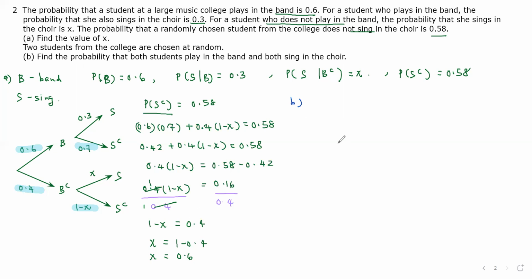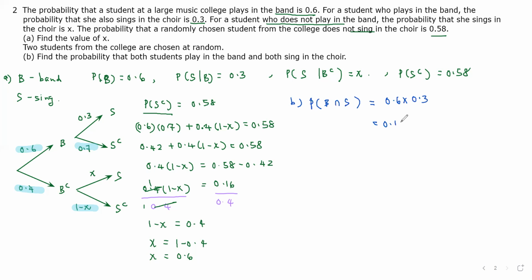Part B. Two students are chosen at random. Find the probability that both students play in the band and both sing. For the students, whether they play in the band or sing is independent. So find the probability of one student that is in the band and sings. Band and sing would be 0.6 times 0.3.